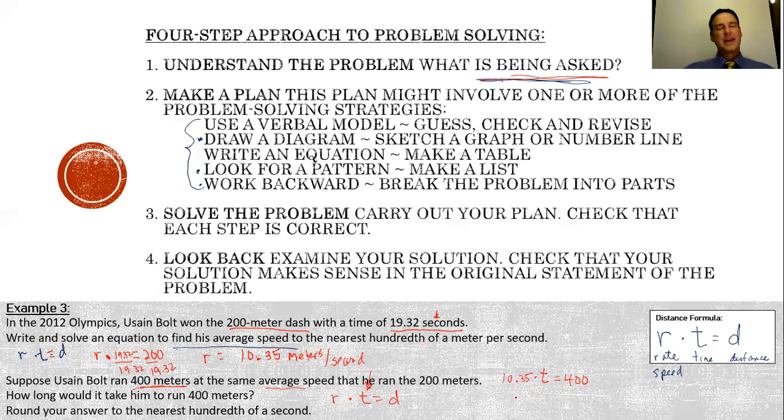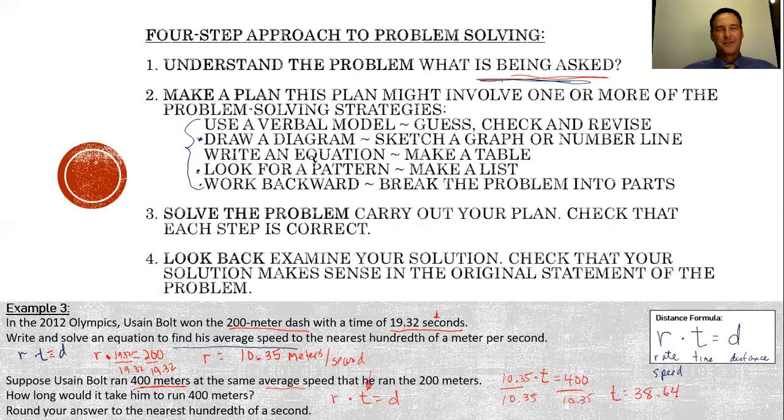Okay, and then again, I'm going to ask myself, what do I need to do to solve for t? Well, again, I have a time sign here, so I need to do the inverse operation, which means I need to divide. And so when you do that, I'm going to use my calculator real quick, 400 divided by 10.35 gives you 38.64. I think that would be a world record, actually.